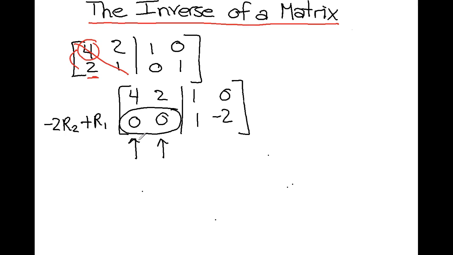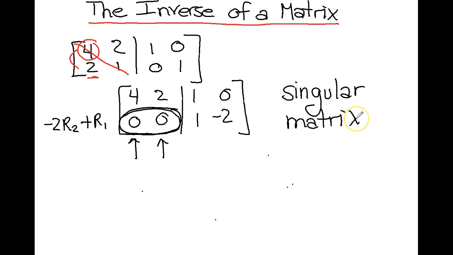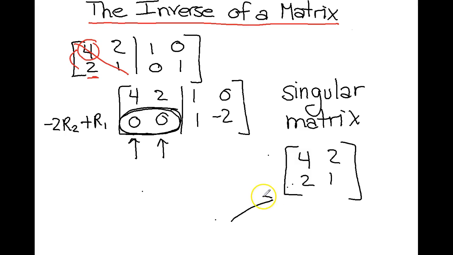If you ever run across the case where you get a 0 in one of these rows on the left-hand side, you have what is called a singular matrix. This original matrix, 4, 2, 2, 1, is called a singular matrix because no inverse exists. This is important because when we start solving systems of equations using matrix equations, you're going to need to check for this. This is considered a singular matrix. No inverse exists for this matrix.